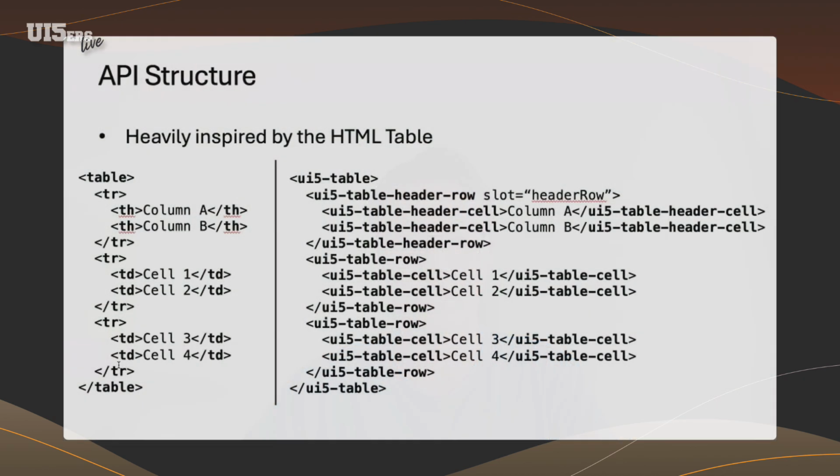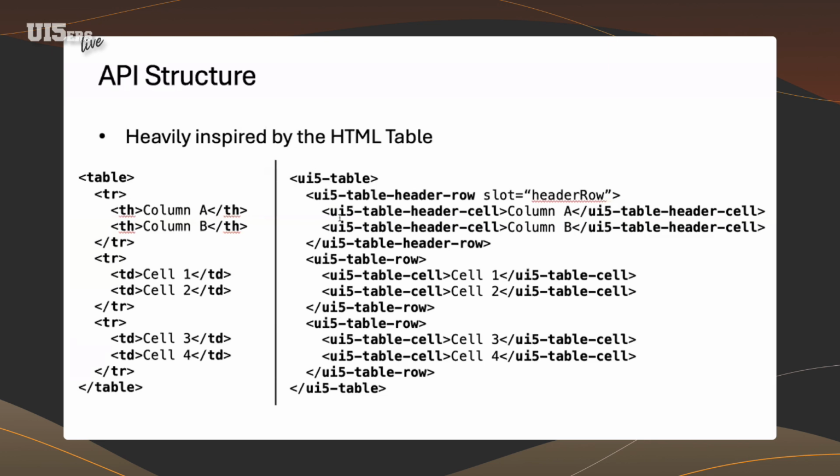And to come to the API structure, we were heavily inspired by the HTML table, which you can see on the left. You have the table tag, you have a TR tag, and you have TH tags for the columns or the table headers. And then in subsequent TR tags, you have TD tags, which are the cells that can be rendered to the web page.